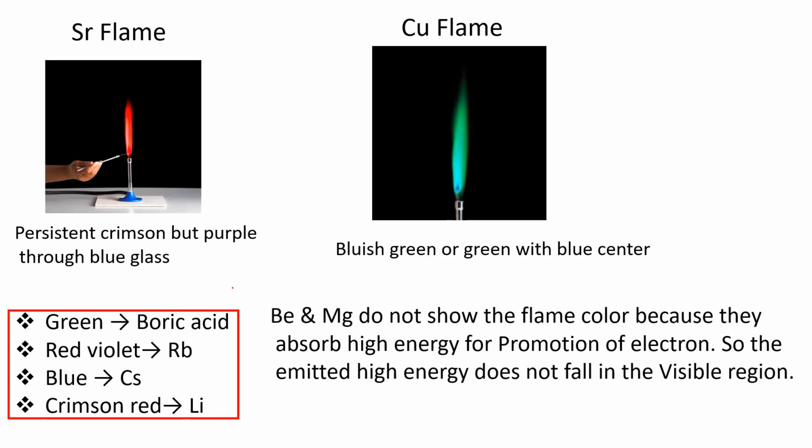Now, the question is that though we know alkali and alkaline earth metal salts give flame coloration, beryllium and magnesium, which are also s-block elements, don't give flame coloration. Why? Actually, during the ionization and excitation process, they absorb more energy, and when the electrons come back to the ground state during the de-excitation process, that radiation does not fall in the visible region. So we don't get the coloration.